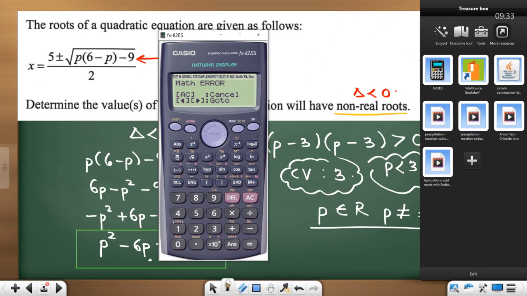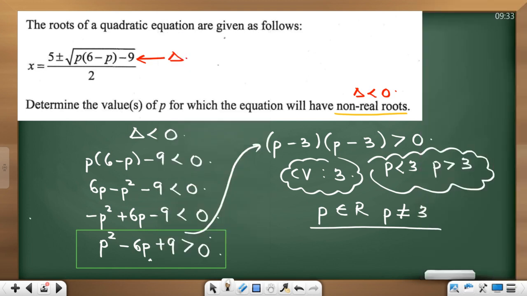Non-real roots. Do you see? Error. So every time you do something like this and you get an error, it means it has no answer, no real root. So this x value will have no real root for all values of p except 3. I hope you understand the implication of what we did. If the examiner had said real root, then it would have been p greater than or equal to 3. But we're dealing with non-real roots.